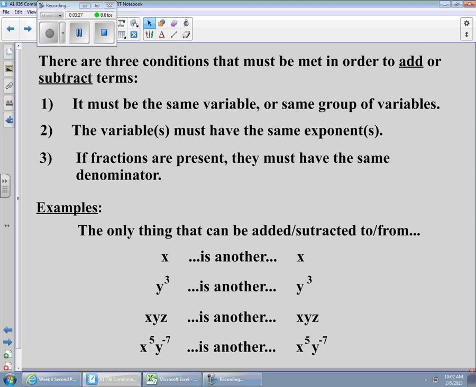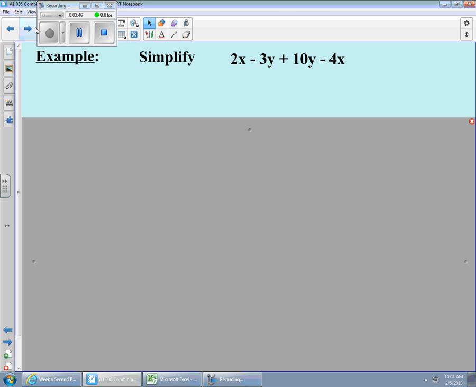Addition and subtraction is very, very picky about things. So basically your things need to be, for lack of a better way of putting it, identical. You got to have the exact same stuff adding to the exact same stuff. That's the way it works. Okay, let's look at some specific examples that go along with these rules.